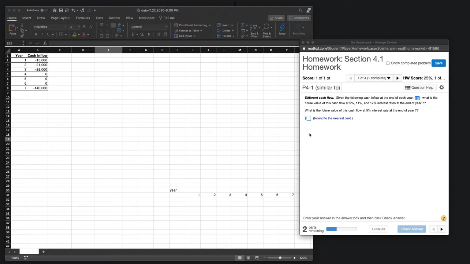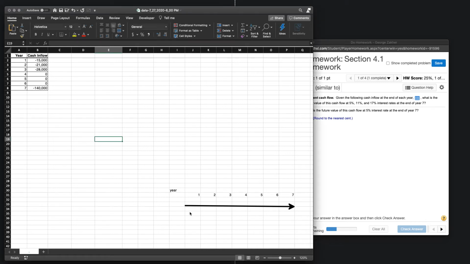Now in this question, we're trying to figure out the future cash value. So that means we know that our timeline, the money is moving forward. In this case, we're moving to year 7, and the money is being inflowed at the end of each year. So if we take a look at year 1, looks like we're putting in 15,000.